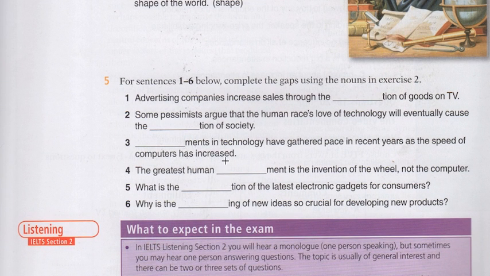And here it's a common exercise you can find on the exam. Number one: advertising companies increase sales through the promotion of goods on TV. Some pessimists argue that the human race's love of technology will eventually cause the destruction of society. Here we can say the improvements or advancements.